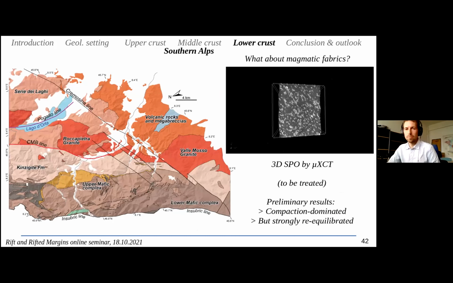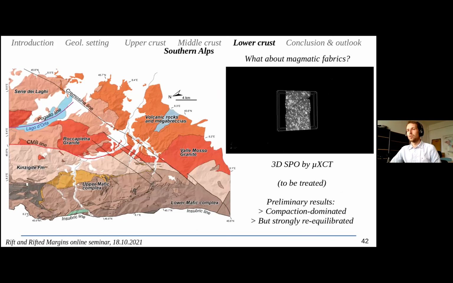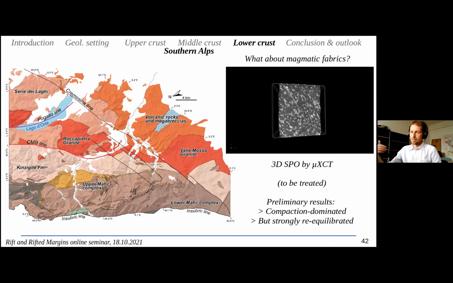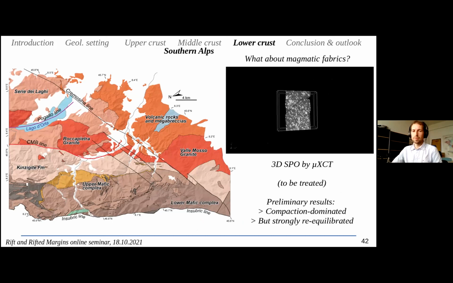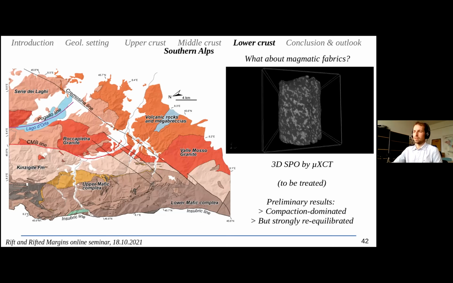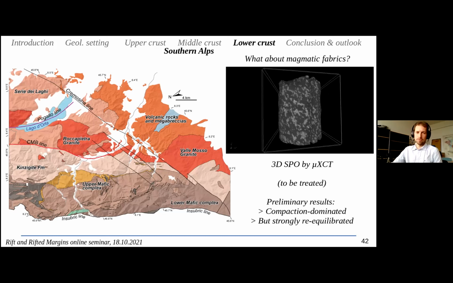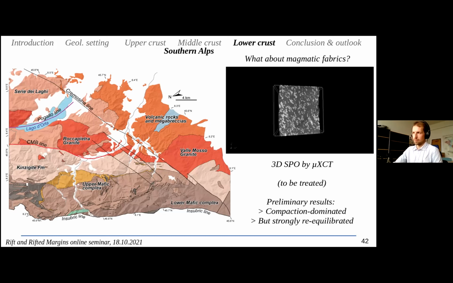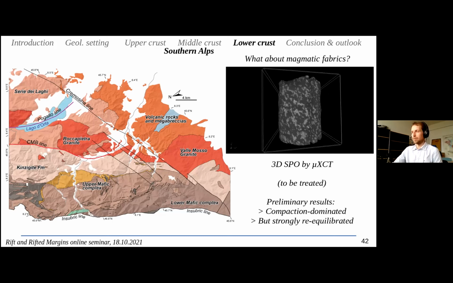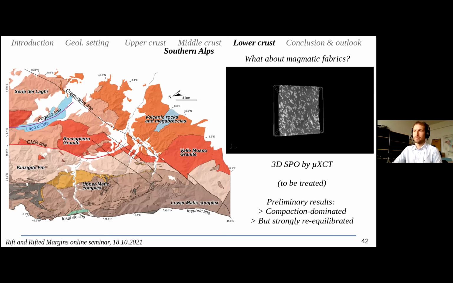And of course, we can go a bit more into the story of how this complex was constructed, but we have strongly re-equilibrated magmatic fabrics, and therefore we should go with a more detailed analysis of the magmatic fabrics, as for instance with the tomography that we are performing now.